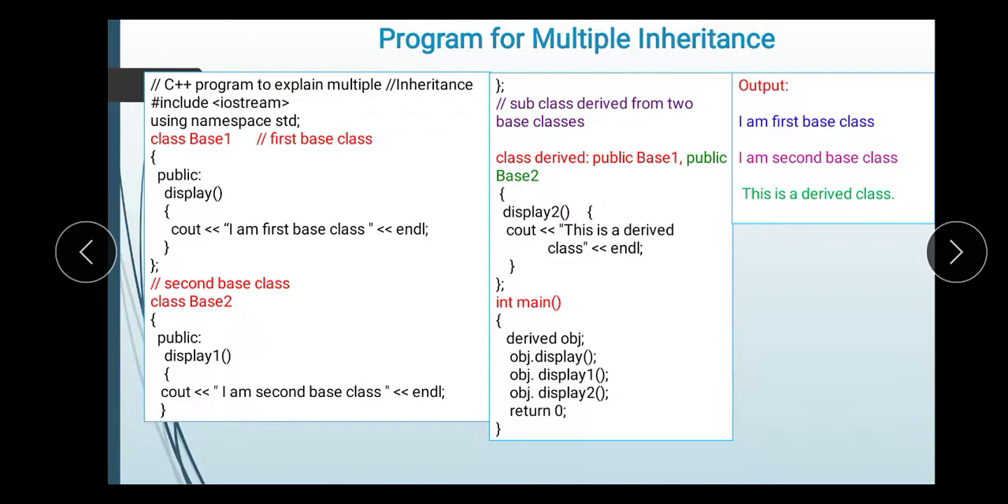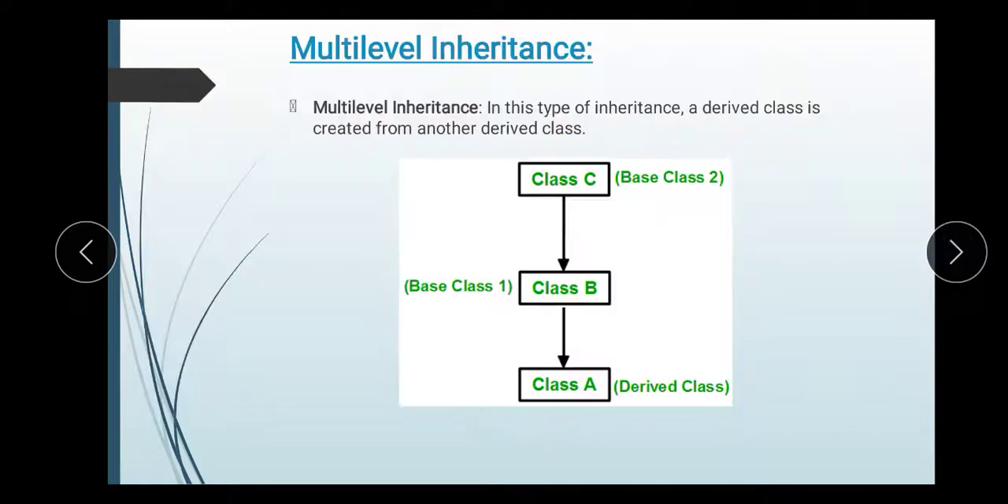I am in the first base class, that is the display function, then I am in the second base class, that is display 1 executed, and then this is a derived class. In this way you can write different programs for multiple inheritance.